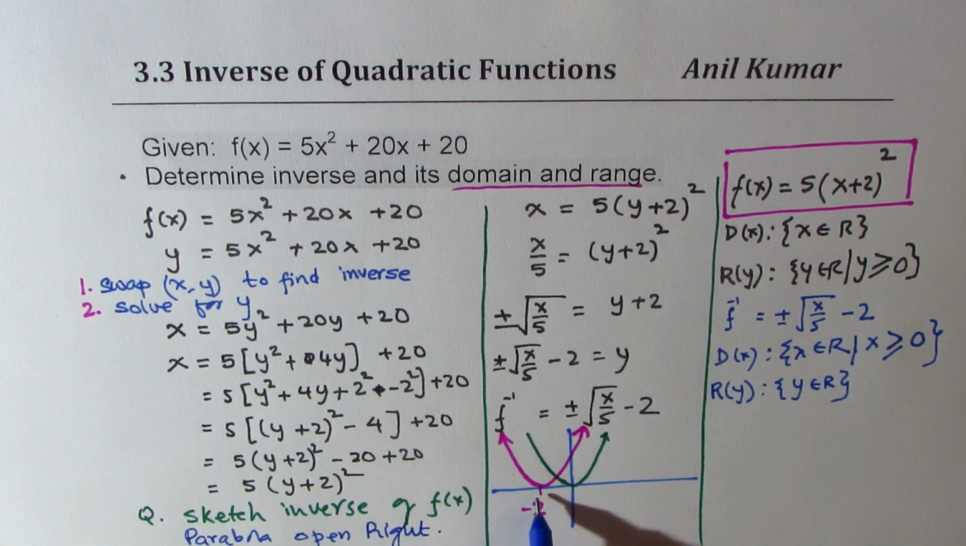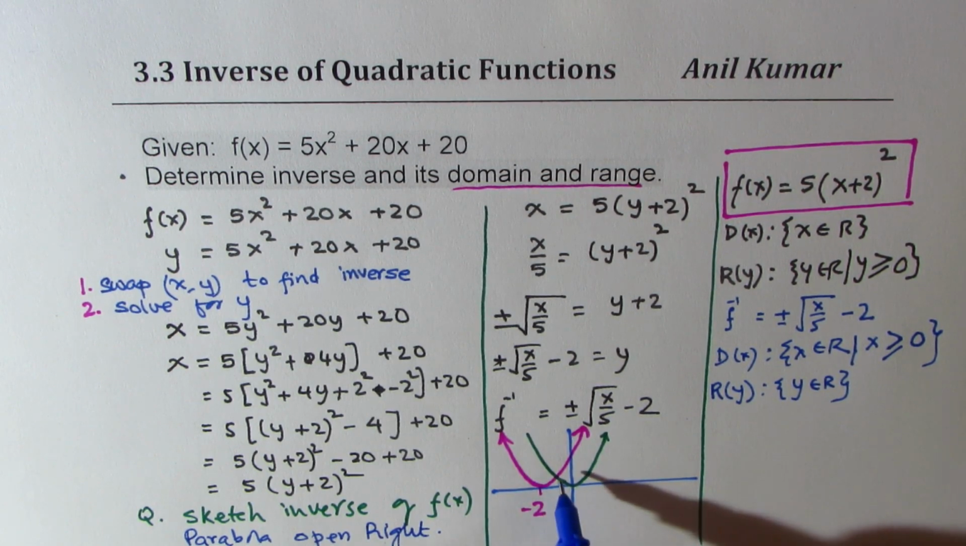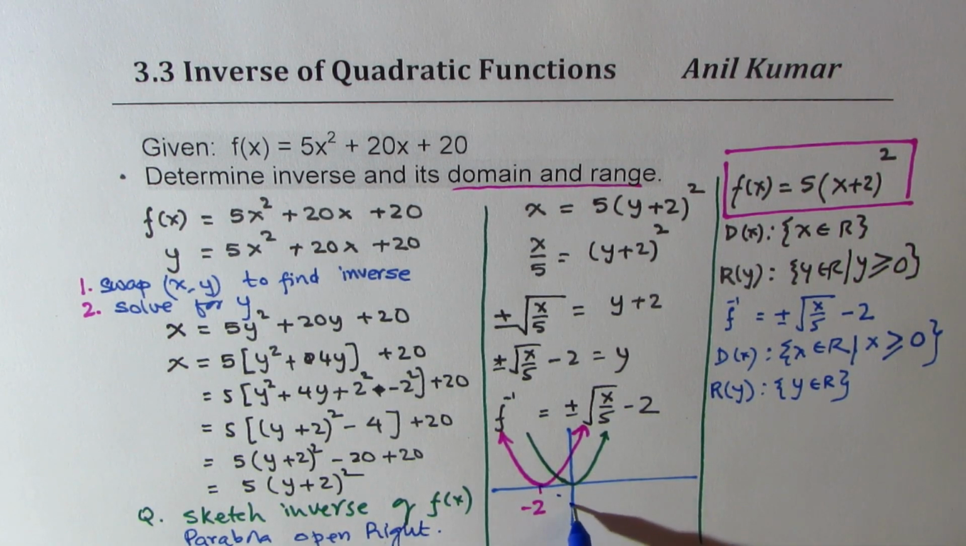Is it okay? The points will swap. This point, which is at minus 2, 0, will now be at this point, right? And now you can sketch a parabola opening left from here. So let this be your exercise.